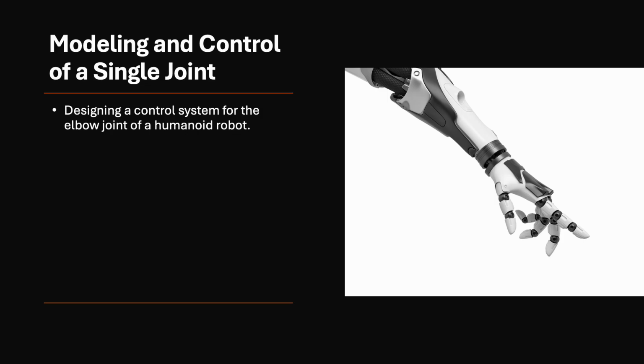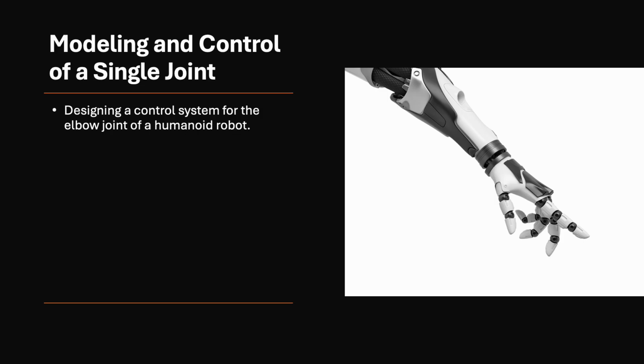Sensors such as encoders and torque sensors are essential components that provide real-time feedback on the joint state, enabling the control system to make continuous adjustments. Once the dynamic model is established, the next step is to select an appropriate control strategy for the elbow joint. Common control techniques include proportional integral derivative, as mentioned earlier, the PID control, which is widely used for its simplicity and effectiveness in handling linear systems.